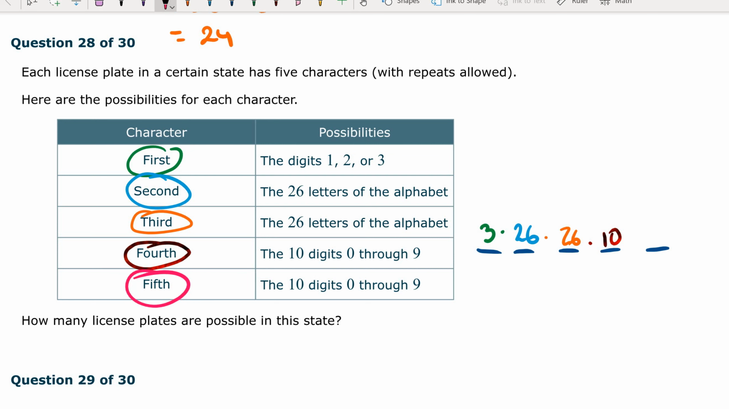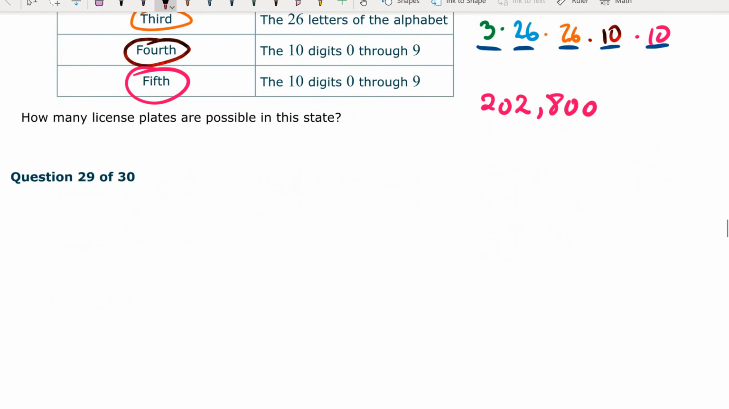You have 10 digits. To find the combinations, all we have to do is multiply them up: 3 times 26 times 26 times 10 times 10. So there are 202,800 possible license plates. That's it.